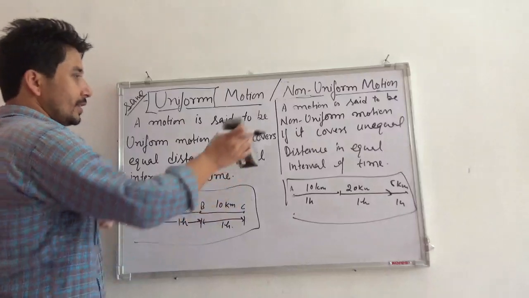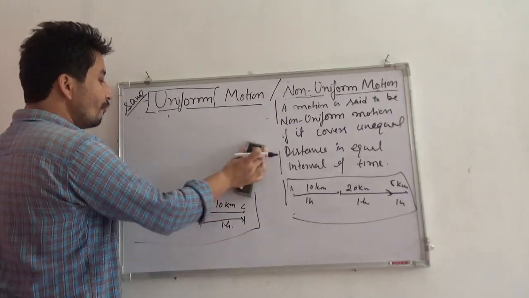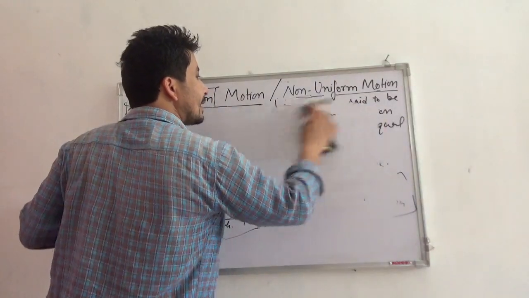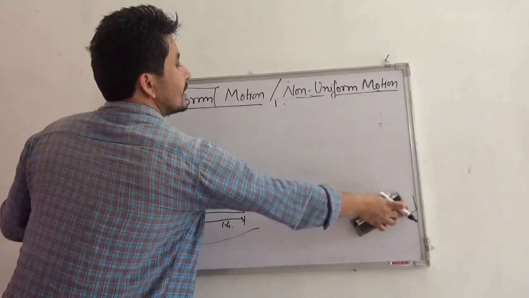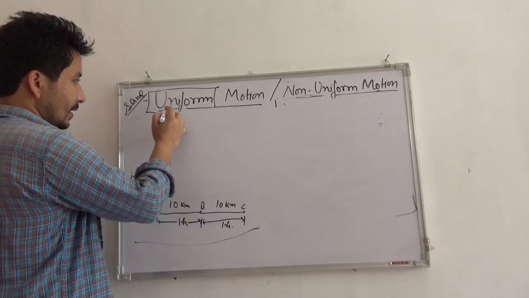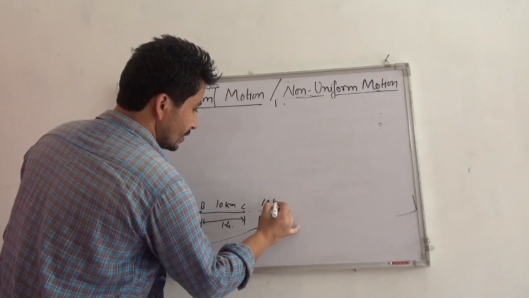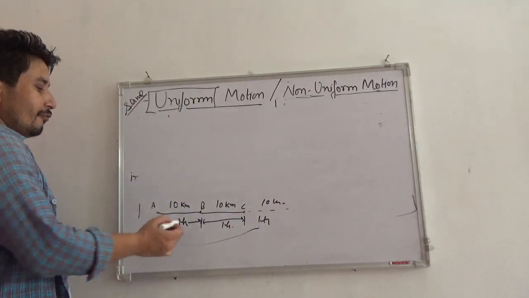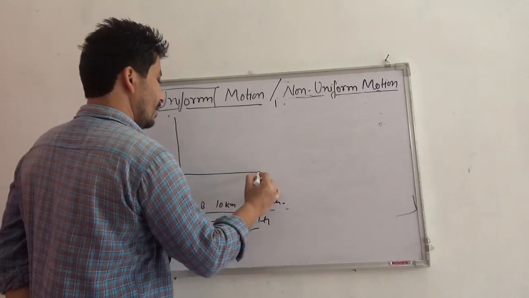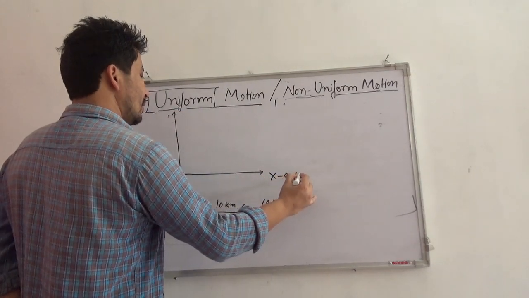Now, a very important thing: if the object is moving with uniform motion, then the graph of that motion should be a straight line. Suppose we explain uniform motion, in which the object covers 10 kilometers each hour. If we plot a graph of this motion, in the graph there are two axes. This is the X-axis.